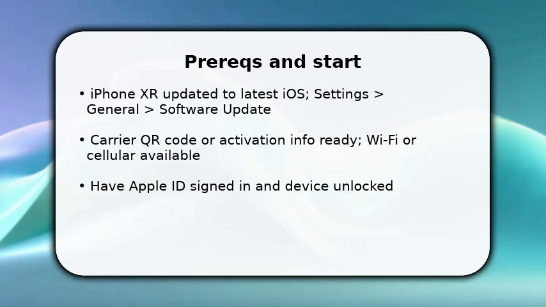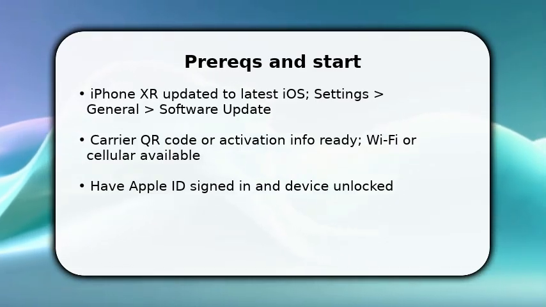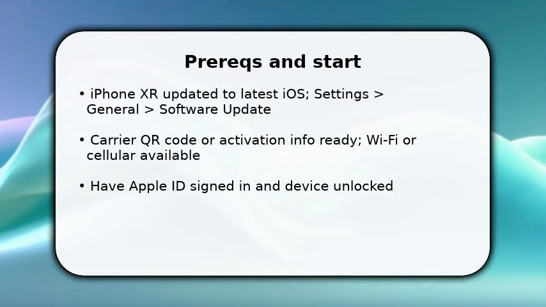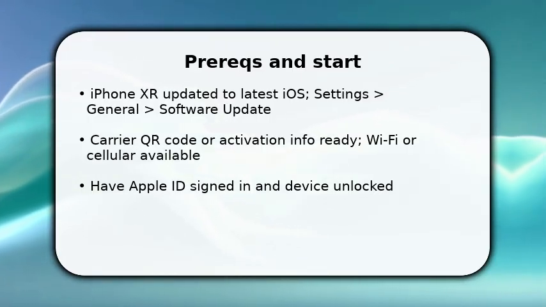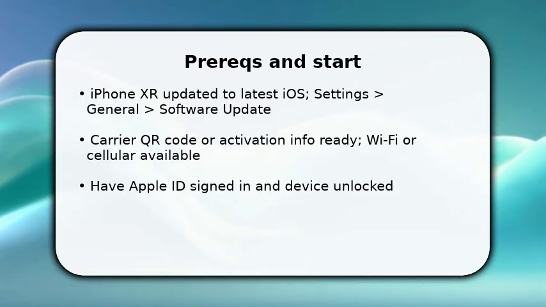You begin by confirming prerequisites. Update your iPhone XR and sign into your Apple ID so profiles install cleanly. Once done, open Settings and tap Cellular. This is where you add the eSIM.